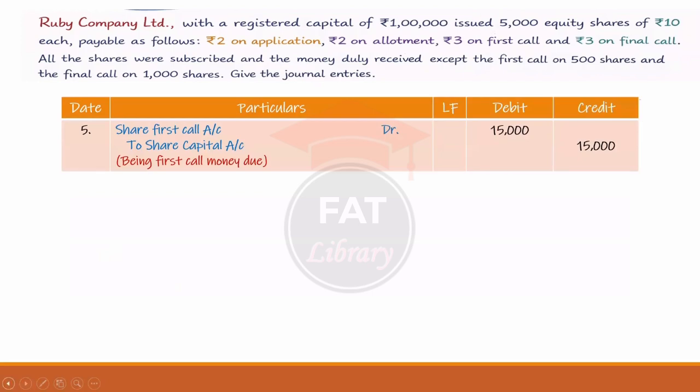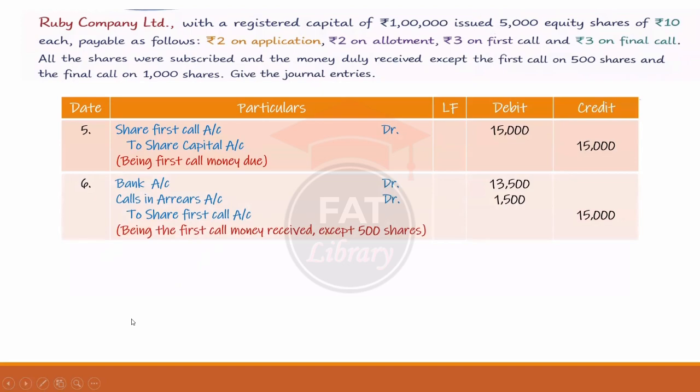The next thing we are going to talk about is the call stage. As I said, for the call stage also we should have two entries. Here little calculations are there, you can see. When talking about the call stage, 3 rupees they are receiving on first call. 5,000 equity shares they have. So 5,000 equity shares into 3, that is 15,000 they are receiving.